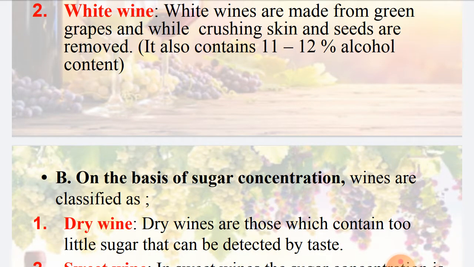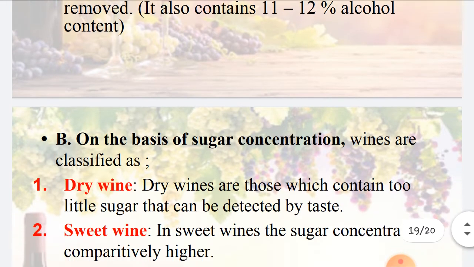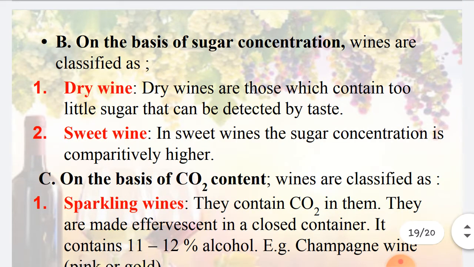White wine is colorless and made from green grapes. While crushing the grapes, the skin and seeds are removed. We don't want any color, so it's colorless. It also contains 11 to 12% alcohol.